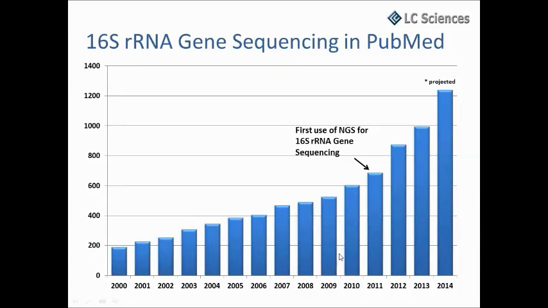Interestingly, in 2011, the literature for 16S rRNA gene sequencing was more than 600 papers. And after the first use of next generation sequencing for 16S rRNA gene sequencing, in about 4 years, the publications almost doubled. So now in 2014, the projected number for this application is about 1,200.